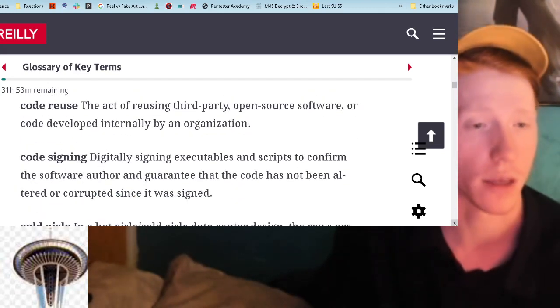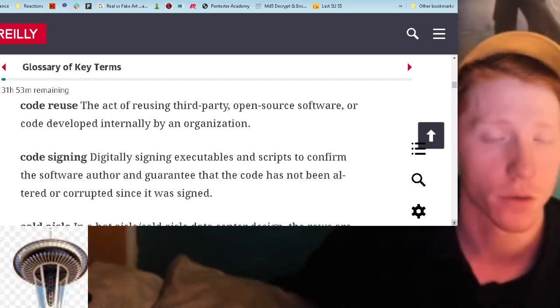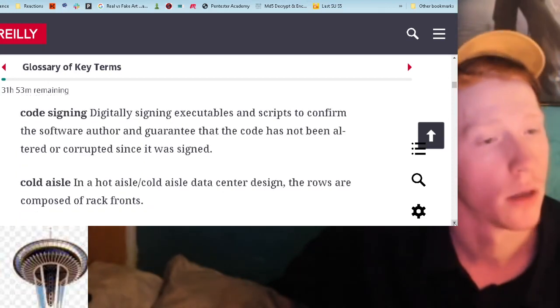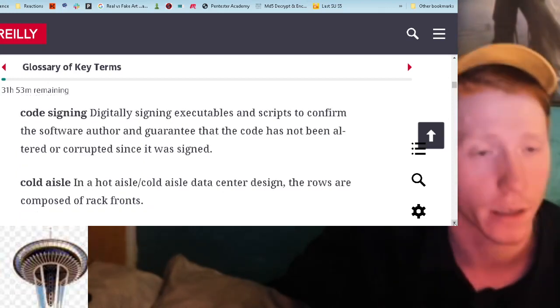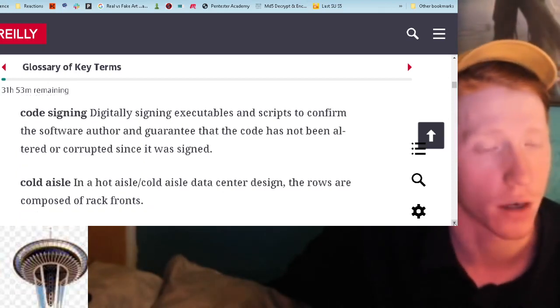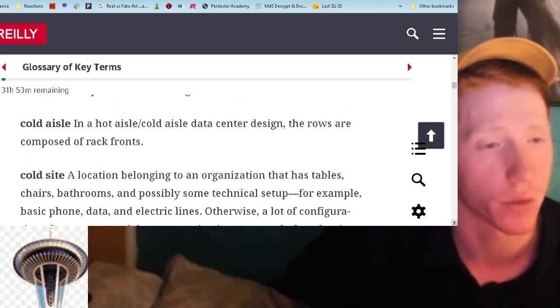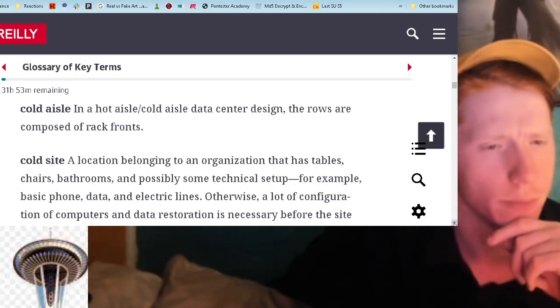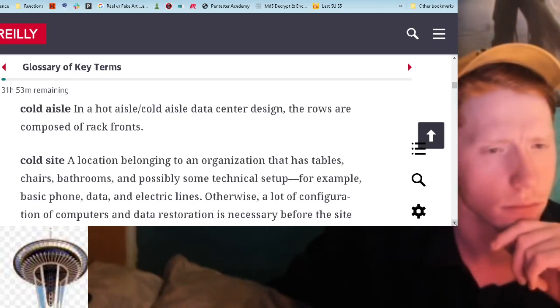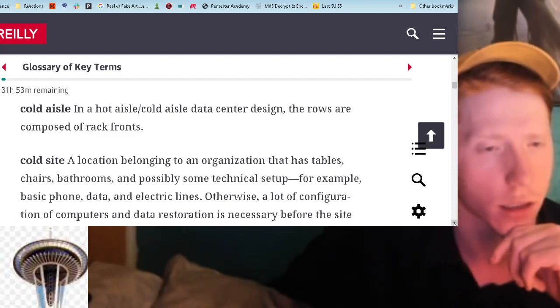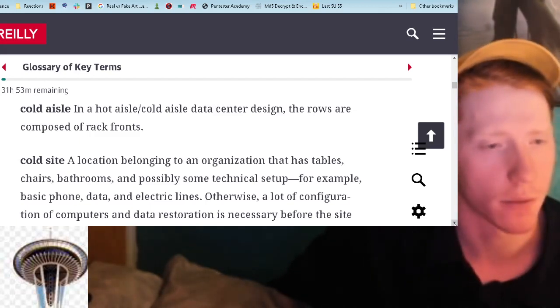Code reuse is the act of reusing third-party open-source software or code developed internally by an organization. Code signing is digitally signing executables and scripts to confirm the software author and guarantee that the code has not been altered or corrupted since it was signed. A cold aisle. So data centers will have a hot aisle and a cold aisle, and the rows are composed of rack fronts.